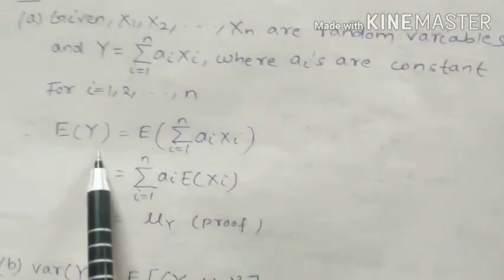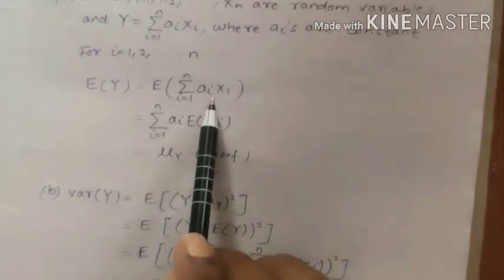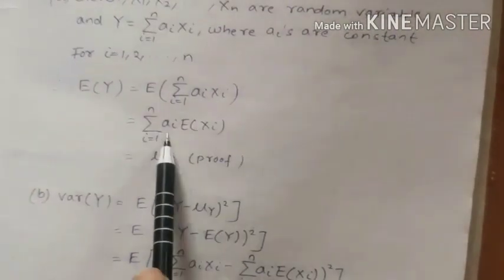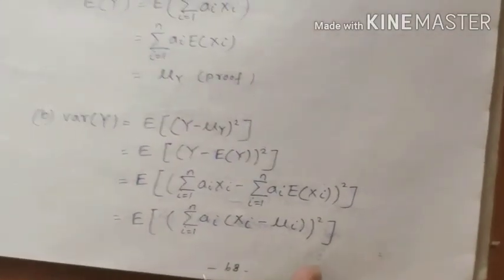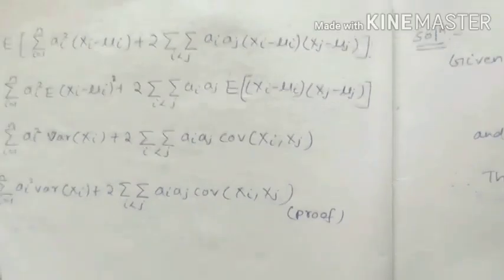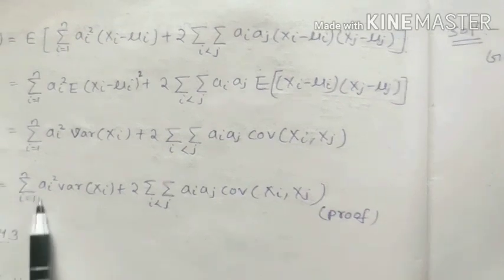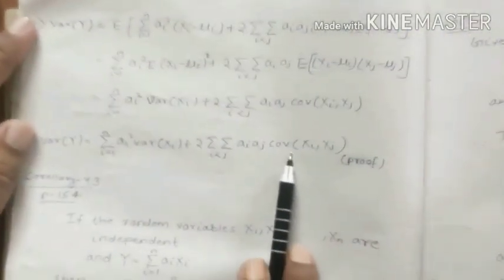For example, for the proof, E of Y equals E of Y, put the value of Y, and that is common, and E of xi, and that is equal to mu y. Similarly, variance of Y is equal to summation i equals 1 to n ai square variance of xi plus 2 into double summation ai aj covariance xi xj.